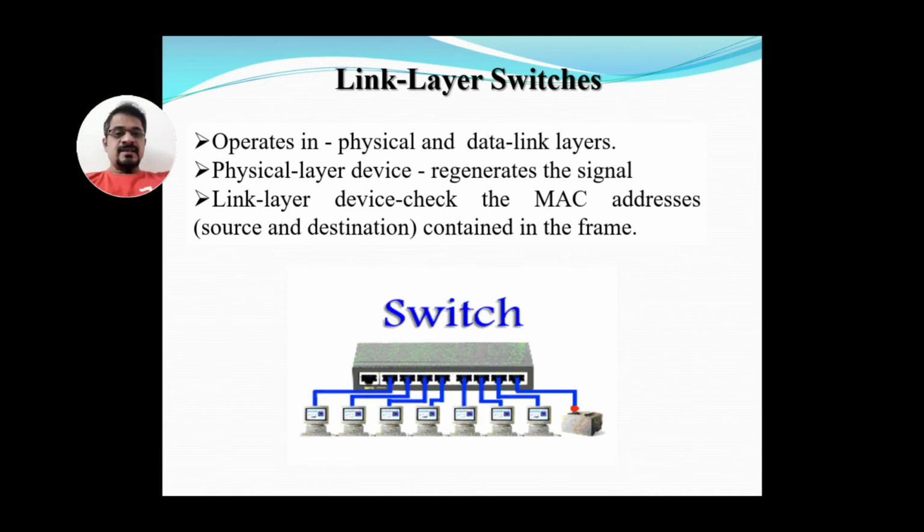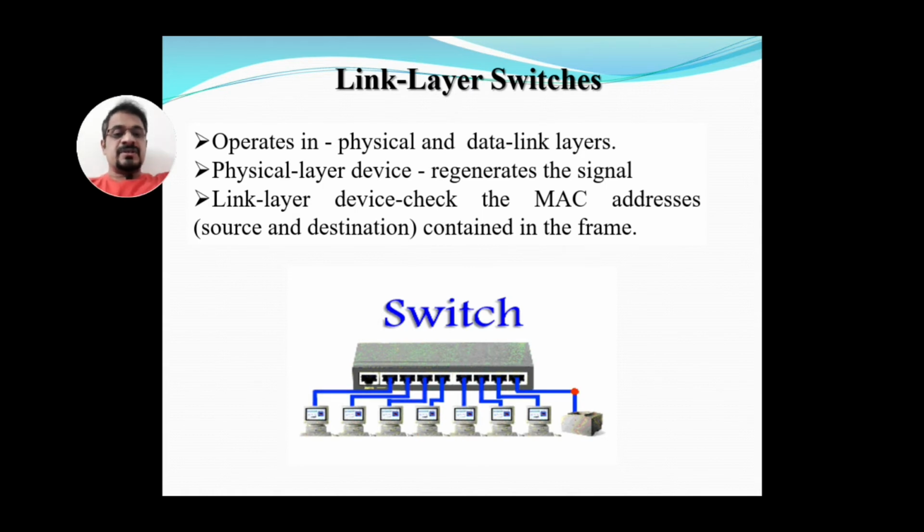So the physical layer functions the same way as hubs, which is going to regenerate the signal and retime the signal. As a link layer device, the major functionality is going to be physical addressing. So it must check MAC addresses, which means the source and destination MAC addresses contained in the frames. So that is the function of link layer switches.